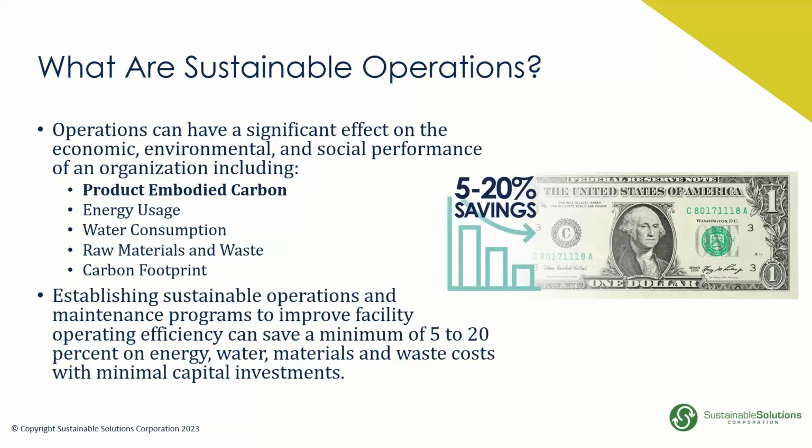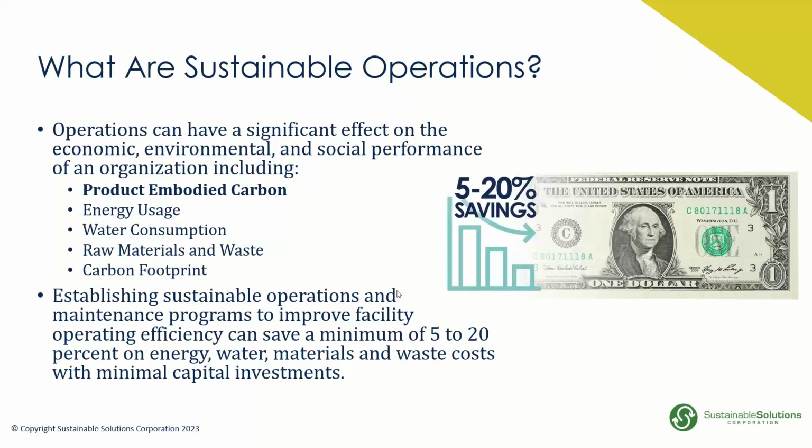That comes from what we call a sustainable operations assessment. We know operations have a big effect on your economic, environmental, and social performance as an organization. It directly affects the embodied carbon of your products. It definitely has a connection to energy use, water consumption, raw materials and waste, and the overall carbon footprint of your operation. I can tell you that if you establish sustainable operations, I guarantee you can save money, I guarantee you're going to reduce your emissions, and I guarantee you're going to reduce the amount of energy, water, and materials you use. We've done hundreds of these sustainable operations assessments where we come in and look at opportunities.